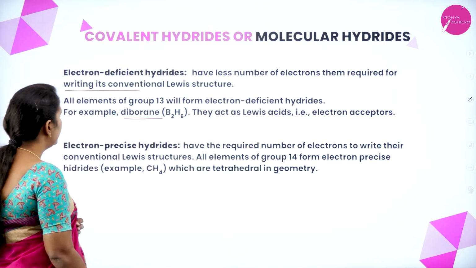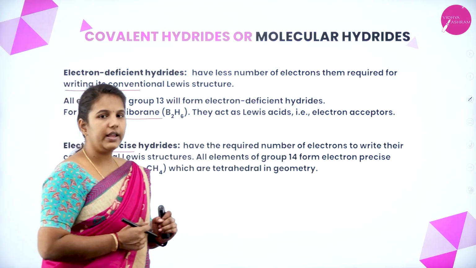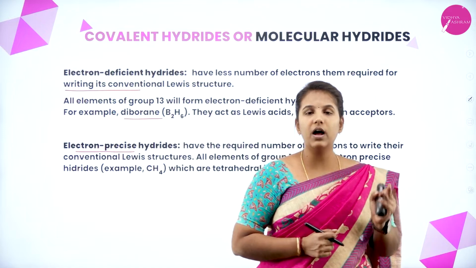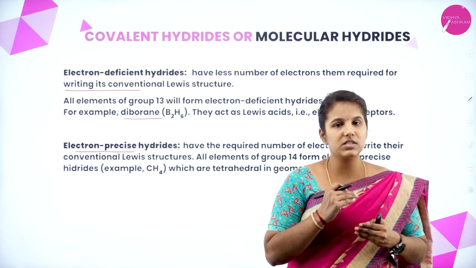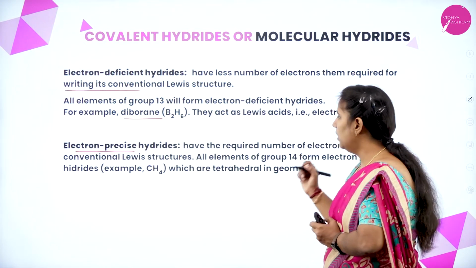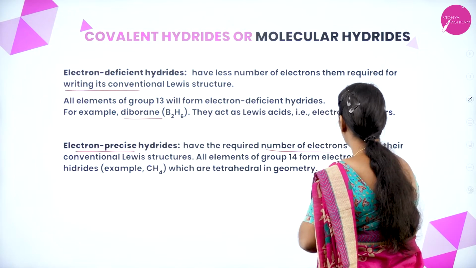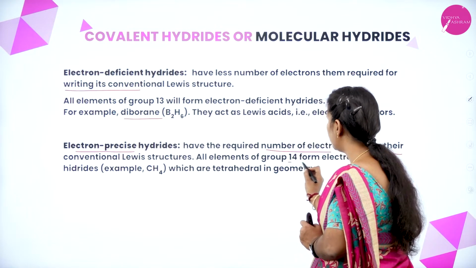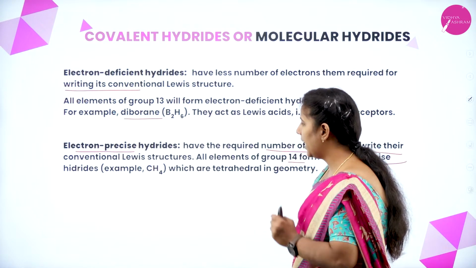Okay. Then comes the electron precise hydrides. The name itself indicates electron precise. So such kinds of hydrides have a precise quantity of electrons. Already it has the electrons required for bond formation, and it will form a hydride. So the electron precise hydrides have the required number of electrons to write their conventional Lewis structure. All the elements of group 14 form electron precise structures or hydrides.